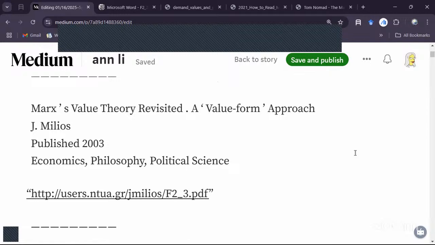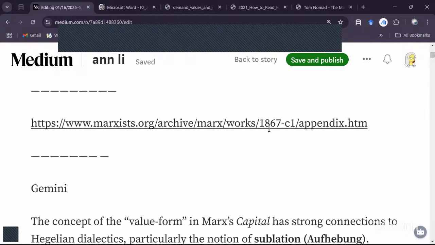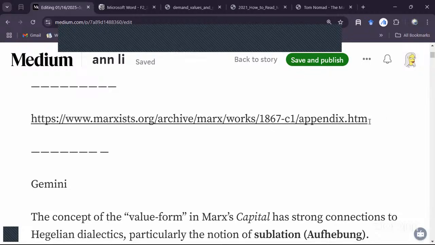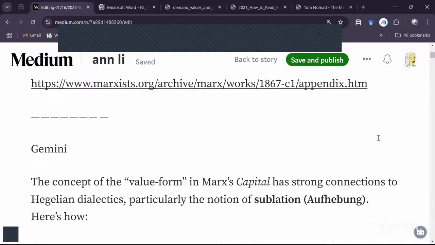A value form approach, published in 2003 by Milios, is an interesting article to consider. And of course, I put the thing that indicates one of the appendices that Heinrich talks about elsewhere, and we'll talk about in a moment, on machines, which is still worth talking about. But until we get to that, we'll look at Appendix 3 by Heinrich.